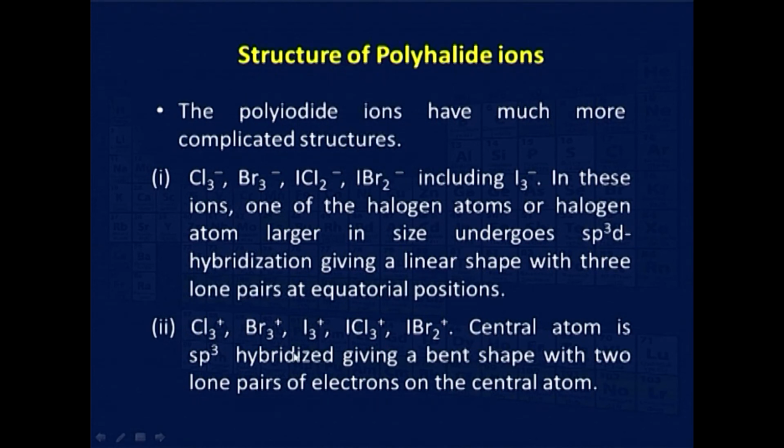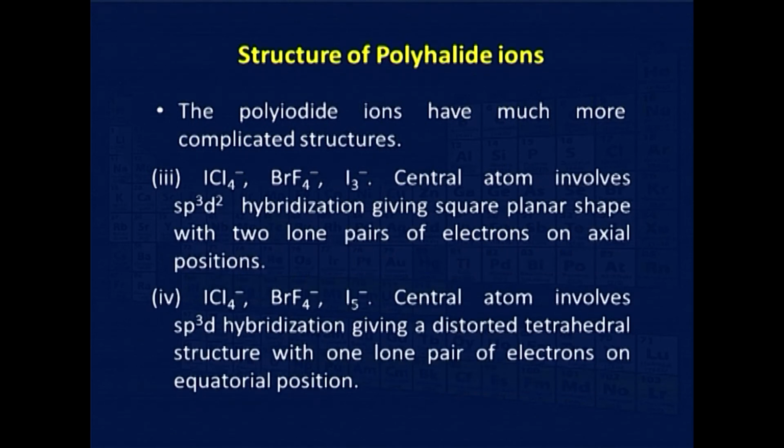Here the central atom is sp3 hybridized, giving a bent shape with 2 lone pairs of electrons on the central atom. The polyiodide ions have much more complicated structures. These ions have the central atom involving sp3d2 hybridization, giving a square planar shape with 2 lone pairs of electrons on the axial position, meaning above and below the plane. These polyhalide ions have the central atom involved in sp3 hybridization, giving a distorted tetrahedral structure with 1 lone pair of electrons on the equatorial position.